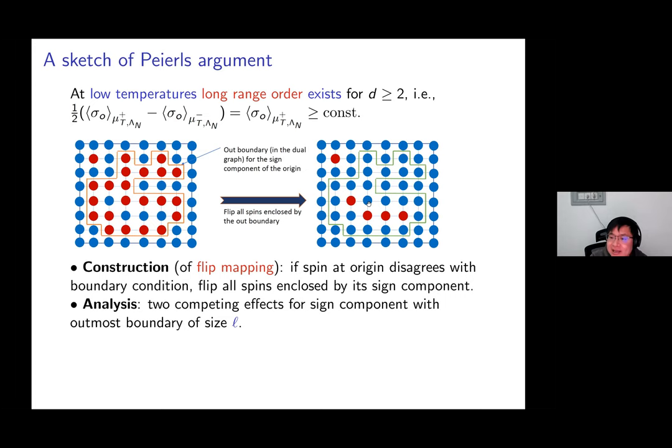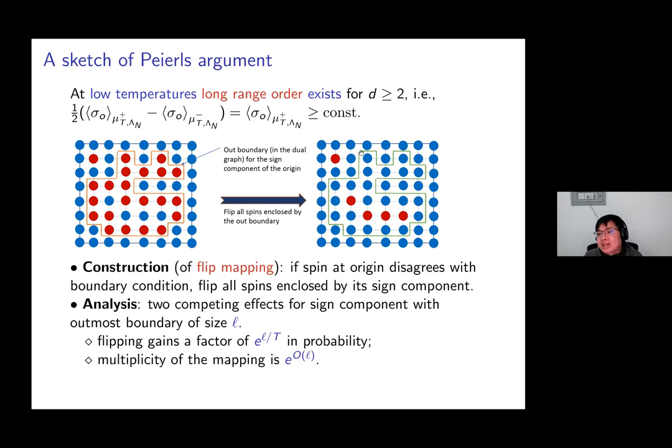Now we need to analyze the mapping. As I said earlier, there are two things we need to keep track of. One is the multiplicity. One is the change of the probability. Let's first look at the change of probability. You see, the only change of Hamiltonian occurs along this orange boundary, right? In all the other places, the product of the spins for neighboring pairs remains the same. The only change is along the orange contour. It was disagreement before flipping, and it becomes agreement after flipping. So because of this, the probability increases by a factor of exponential in L over T.